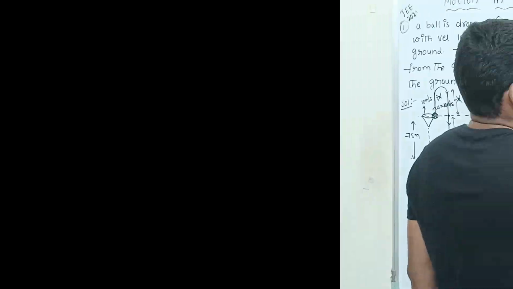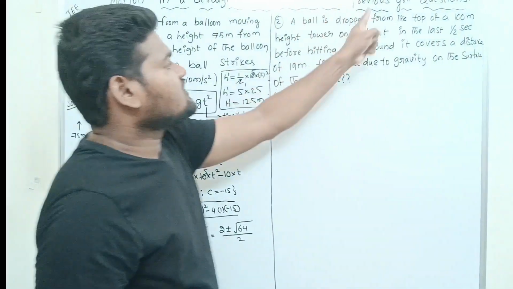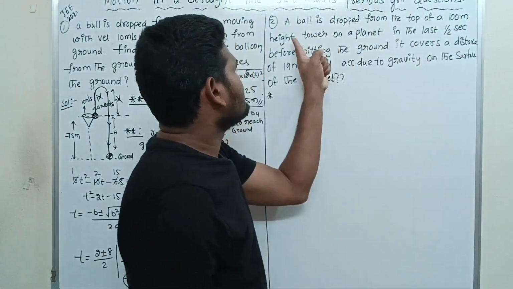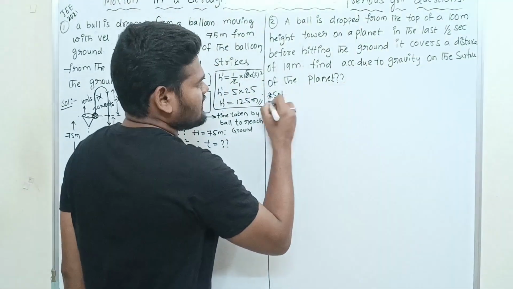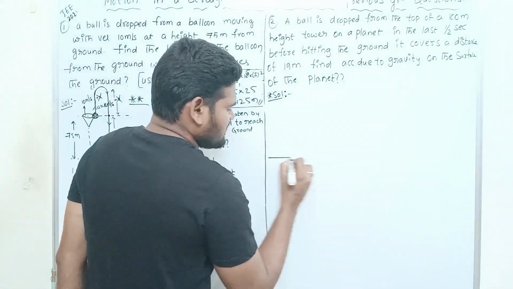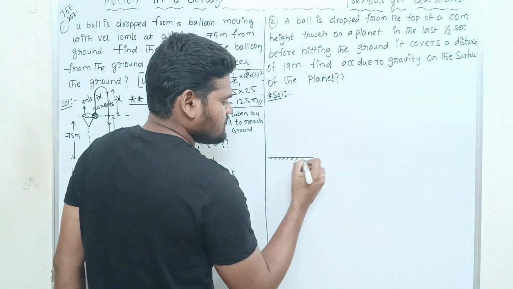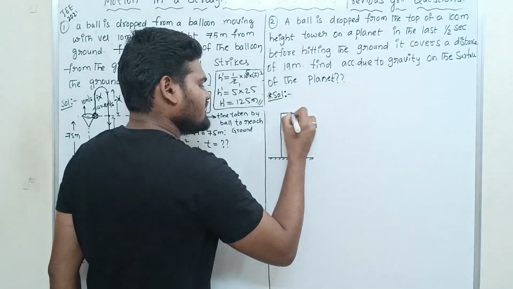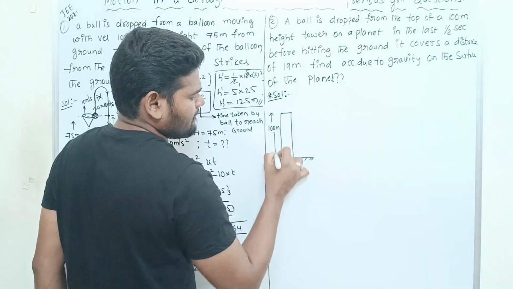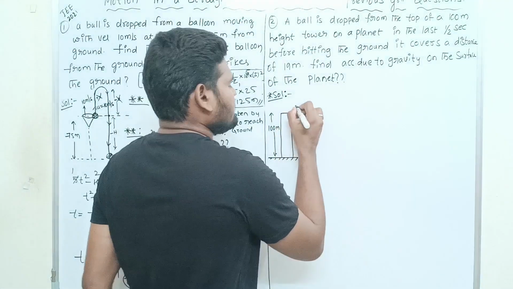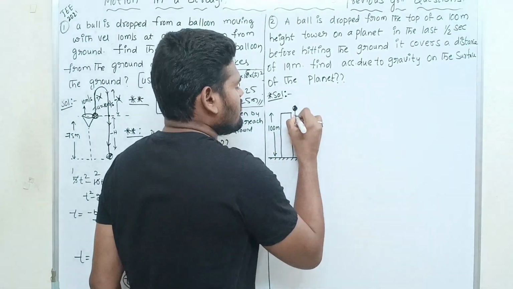Okay, have a look. What is this question? A ball is dropped from the top of a 100 meters height tower on a planet or ground, whatever it is. Solution: have a look. There is a tower from the ground of a planet. It is having the height of how much? 100 meters. From this height of the tower, a ball is dropped.